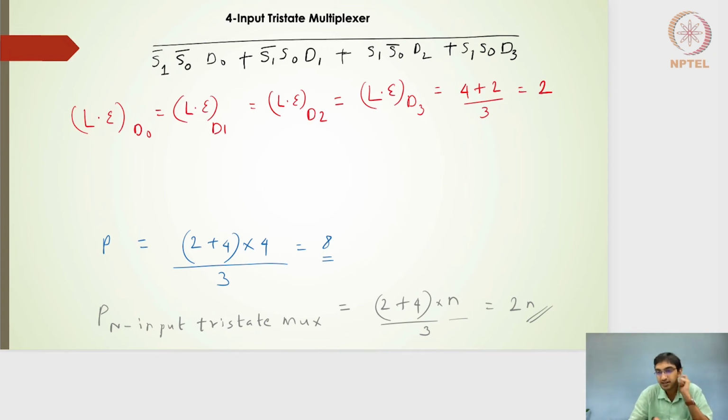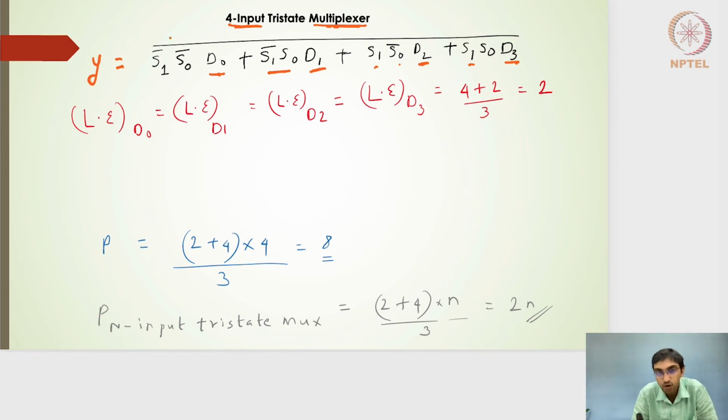So continuing further, what should be the 4-input tri-state multiplexer? If I have 4 inputs, we will have an expression like this: S1, S0, when it is 0, 0, I will have the D0 signal. For the 0, 1 case, it will be D1. For the 1, 0 case, it is the D2 input, and for the 1, 1 case, it is the D3 input. So there are 4 inputs, D0, D1, D2, D3, which get to the output based on the 2 select lines. S1 and S0 are the 2 select lines. So this is the expression.